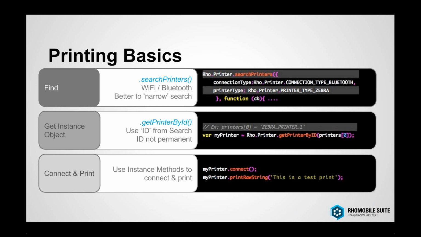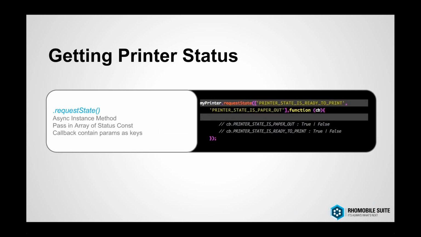So now that we've talked about some of the basics, let's get into some of the things you can do with your printer object. And this is all in the documentation online, docs.rhomobile.com. There's an API reference, and then there's also a printer guide that walks you through these same steps here.